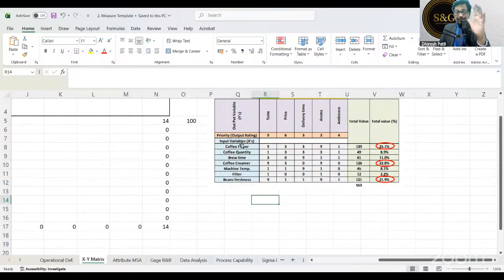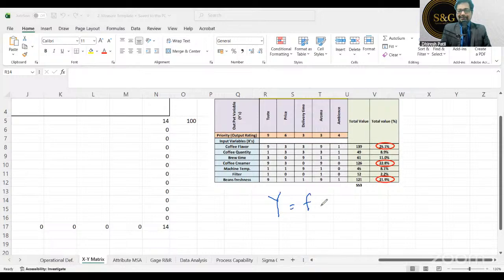So when we collect all the X's, now understand this, in measure phase, remember my word, in measure phase, we never discuss about X's. I hope you remember this equation. If not, just write this down: Y is equal to function of X. In define and measure phase, we do not discuss about X's.